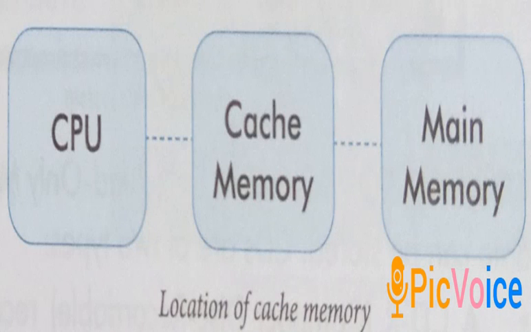Then next, cache memory. My dear students, there is a place in RAM that remains reserved for cache memory, and it is a high-speed memory between CPU and main memory. Cache memory is used for improving the performance and speed of the CPU.